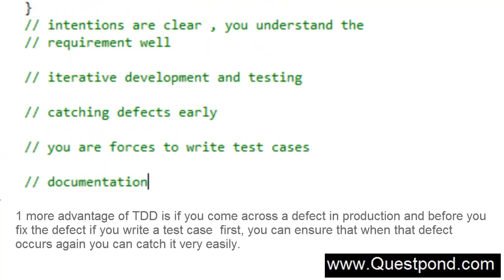First, it makes your intention clear. You understand your requirement well, and with that understanding, you have better interfaces created. Second, the development is more iterative, with testing. Your code evolves, and with every evolution, you actually test the code. Third, you catch your defects early. Fourth, you are forced to write test cases, which is good. And finally, a kind of self documentation evolves when you use TDD. So these are 5 important advantages you get when you use TDD.